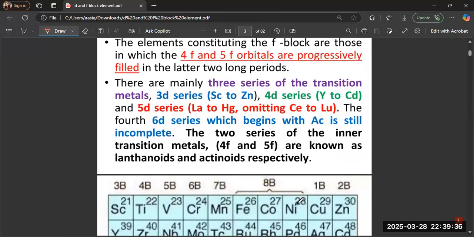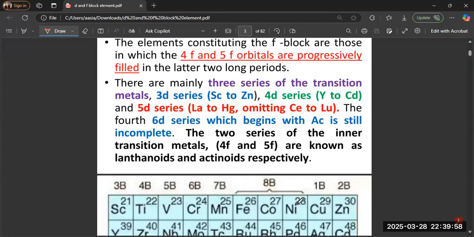So do you remember all the element names of D block and F block? You know how to write the electronic configuration, Upasana and Meera? Because you have already done with class 12, right? We are revising here. Yes, ma'am. Yes, ma'am. Oh, okay, good.